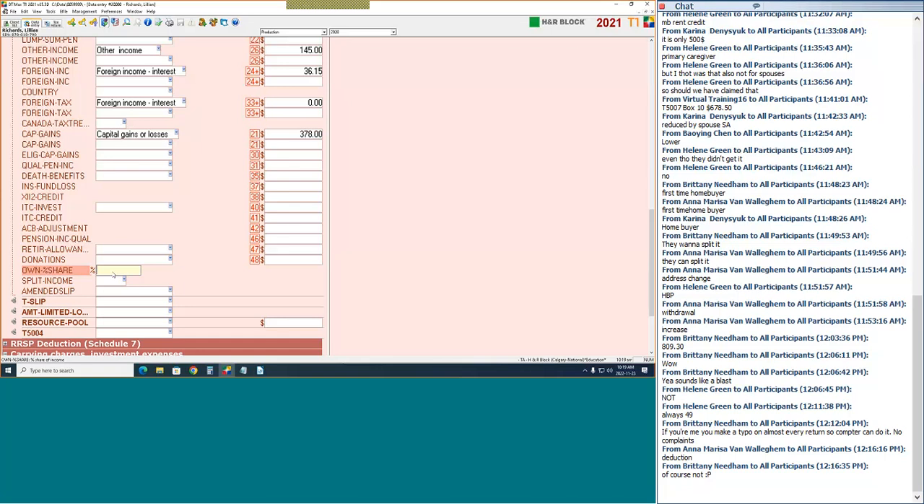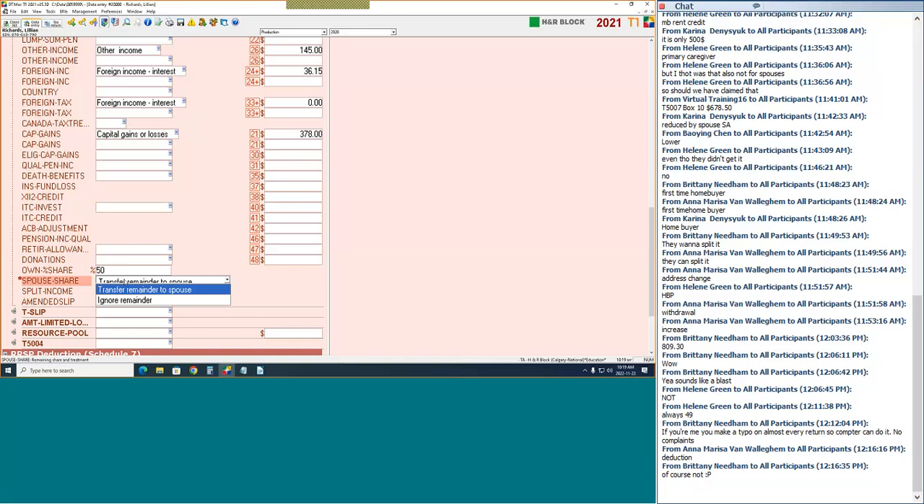But if you have an attribution rule and you have to do that, you're going to download the slip, you're going to copy it over, and then you're going to go in and say how much of this is actually hers. So maybe she only had 50%. If the rest of it had to be attributed to someone else, then we're going to say, what do we do with it? And we have two choices. We can transfer it to the spouse. If they're connected files, it will do that for you if you choose that. Or if they're not connected files, because you're only doing the file for one person, you're going to say ignore remainder, and then they are going to add that on.